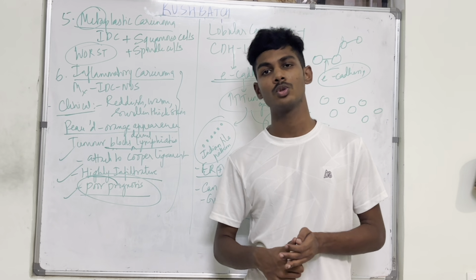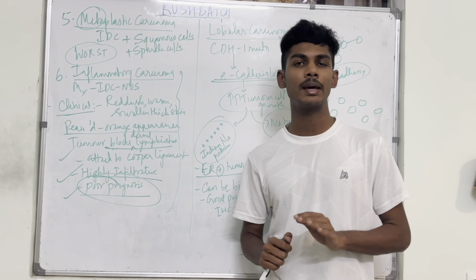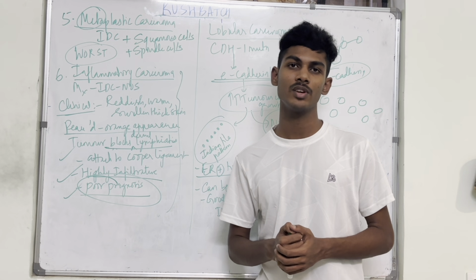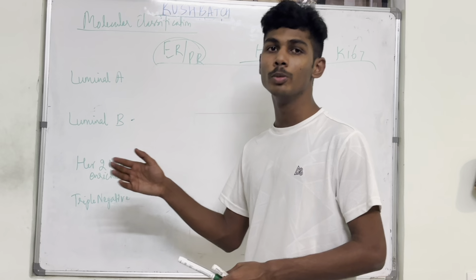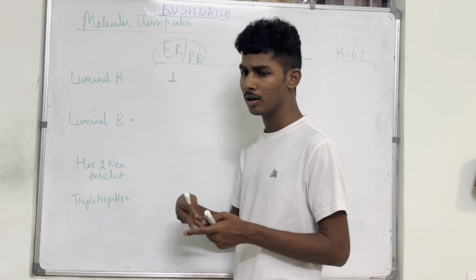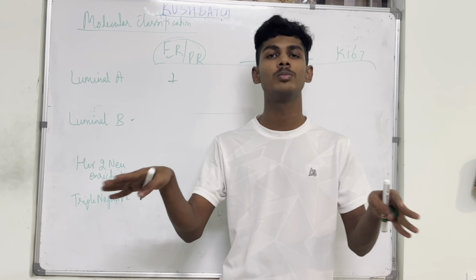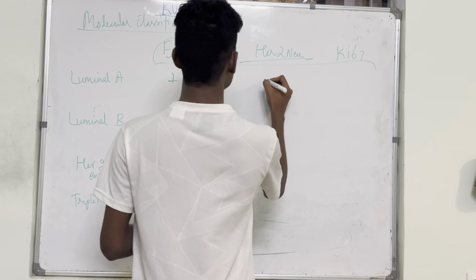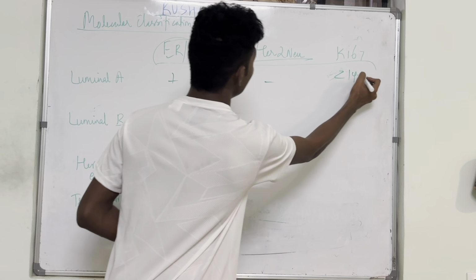Is it clear? So this is all about the special types. Non-special type we have completed. Now let us go to the next topic, that is molecular classification of breast cancer. Okay, let's start. Luminal cancers are ER positive or PR positive. Why am I writing ER and PR as a group? Because generally ER positive and PR positive go together. Next, HER2/neu is negative and Ki67 is less than 14%. Okay, I'll explain what is Ki67.